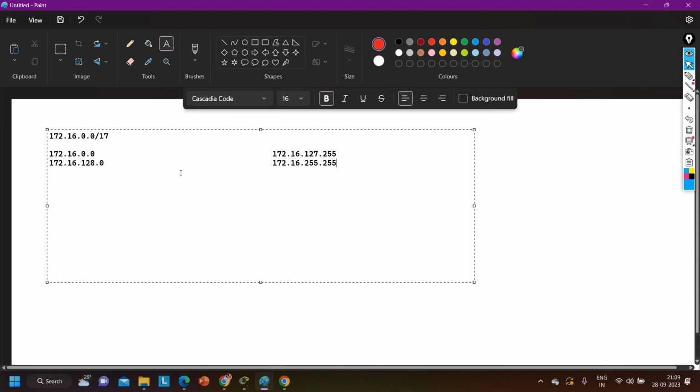255, no, 254. 255 will be the last network broadcasting, right? The last IP address is this one. Yes, this is the broadcast ID. And this is also the broadcast ID. Okay, first valid IP address.